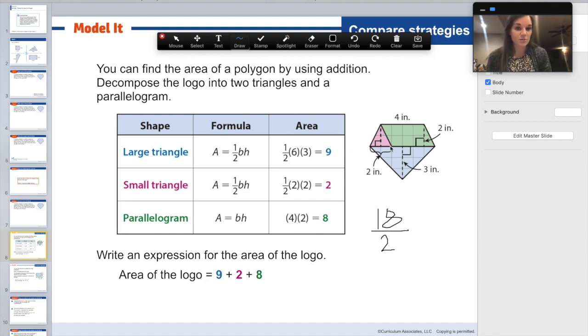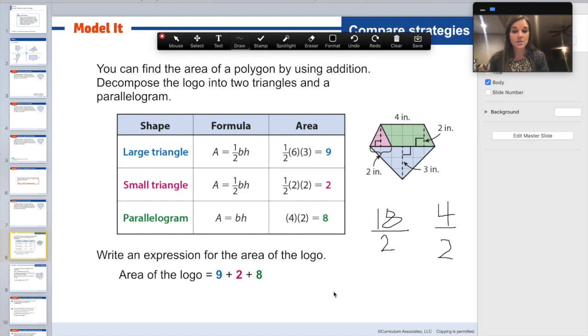Our second triangle, we know our base is 2 and our height is 2. Okay? We knew that because of the grid. So we have 2 times 2, which equals 4. And then since it's a triangle, we have to either times it by 1/2 or divide it by 2. 4 divided by 2 is 2. And then our parallelogram, it's easy, right? We just do base times height, which is 4 times 2 equals 8. So now that we found all the areas of the space in that logo, all we have to do is add them together. That is it. And what would the answer be if we added them all together?